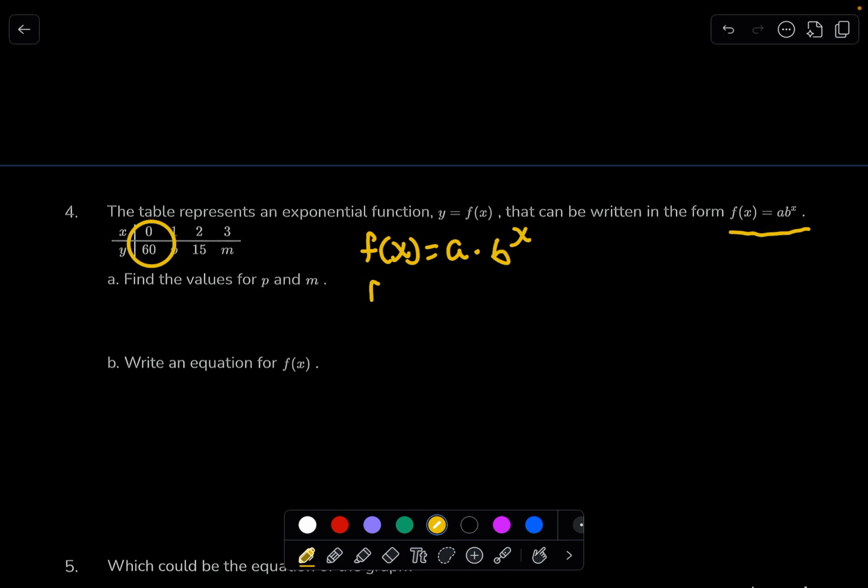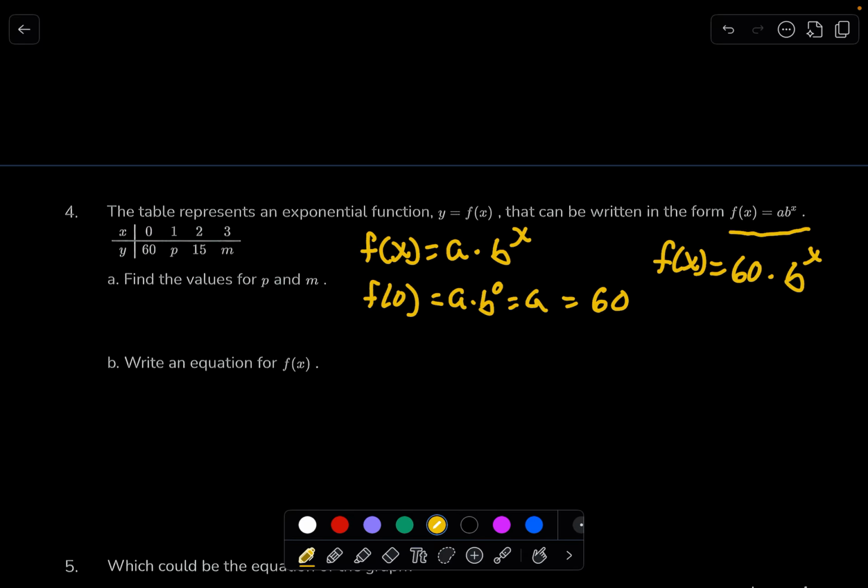So f of 0, if you plug 0 in for x, that's going to be a times b to the 0, which is just a. And we know for x equals 0, the value of the function is 60. So that tells you a is 60. That's why this was easy, because a is 60. So now we know our function is going to be equal to 60 times b, the base, to the x power. What we don't know is what b is, and we're going to have to think about this.